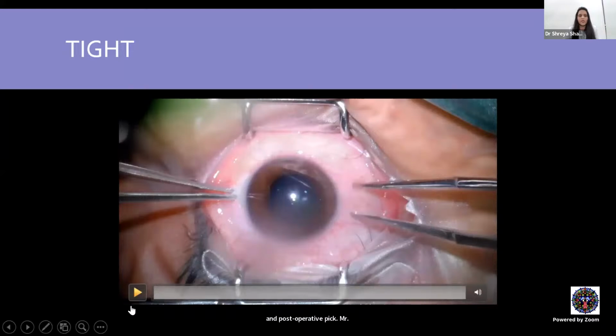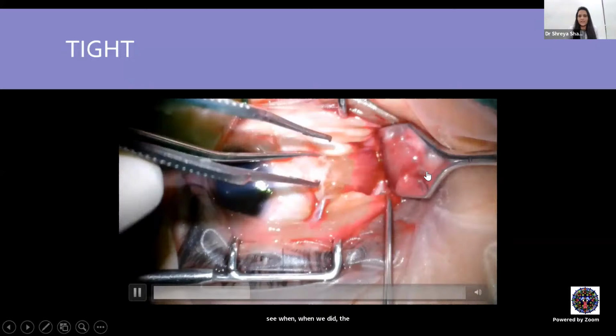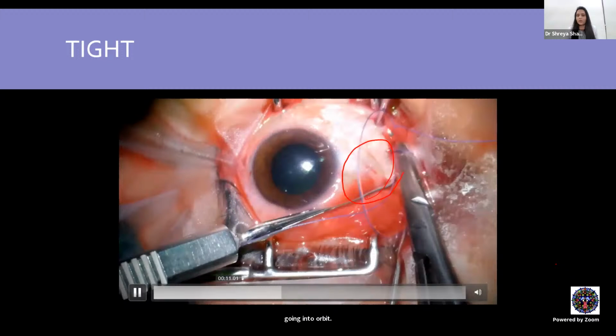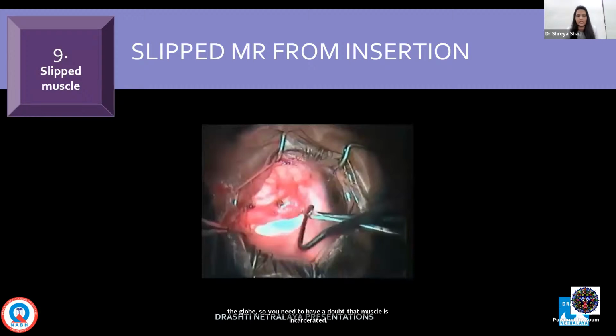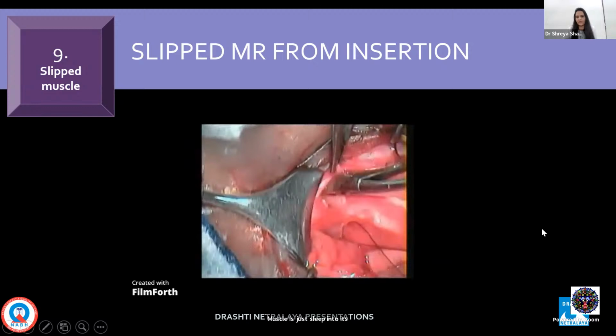Sometimes it happens that the patient comes with a history of trauma. In this patient, when we explored the muscle, you can see the muscle is going into the orbit. When you are pushing, you can see it is going into the orbit; the muscle is not going along with the globe. So you need to have a doubt that the muscle is incarcerated if you have not done CT or MRI. Muscle slip is very easy to treat because you have the muscle sheath itself. The muscle has just slipped into its sheath. So cut the sheath, find the muscle and reattach it.